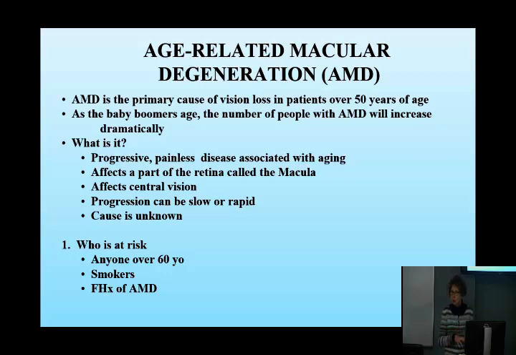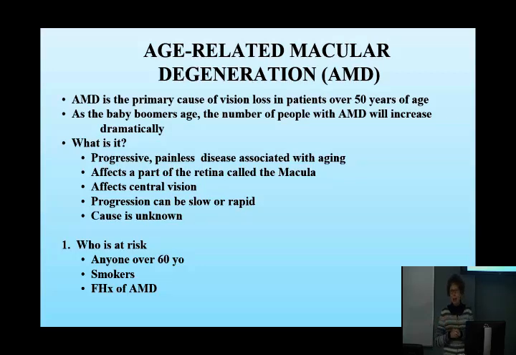If you're a smoker, smoking causes cell damage throughout the whole body. It's going to increase your risk. If you have a family history, it can increase your risk, but not necessarily. The dry is the most common. There's right now no treatment for dry macular degeneration.